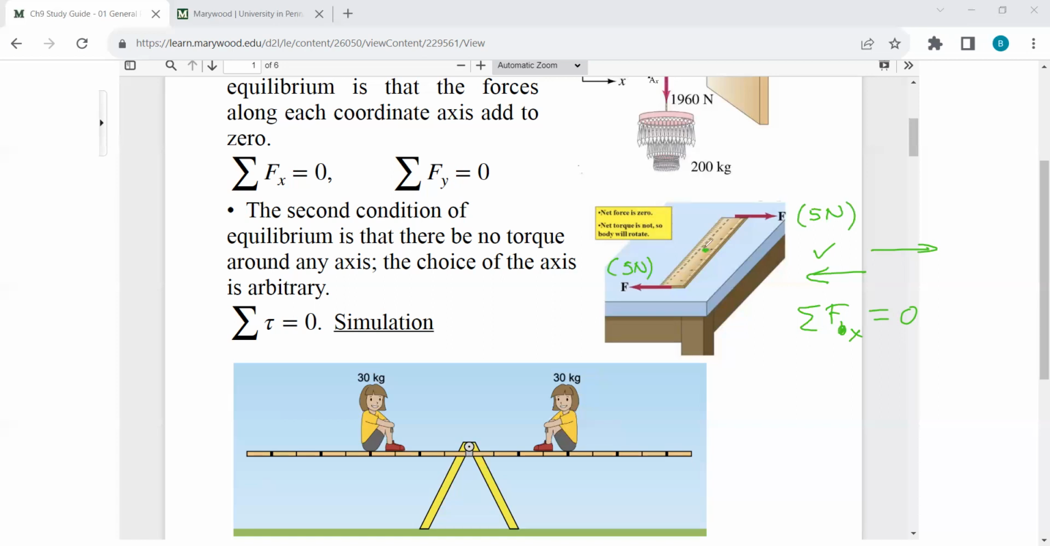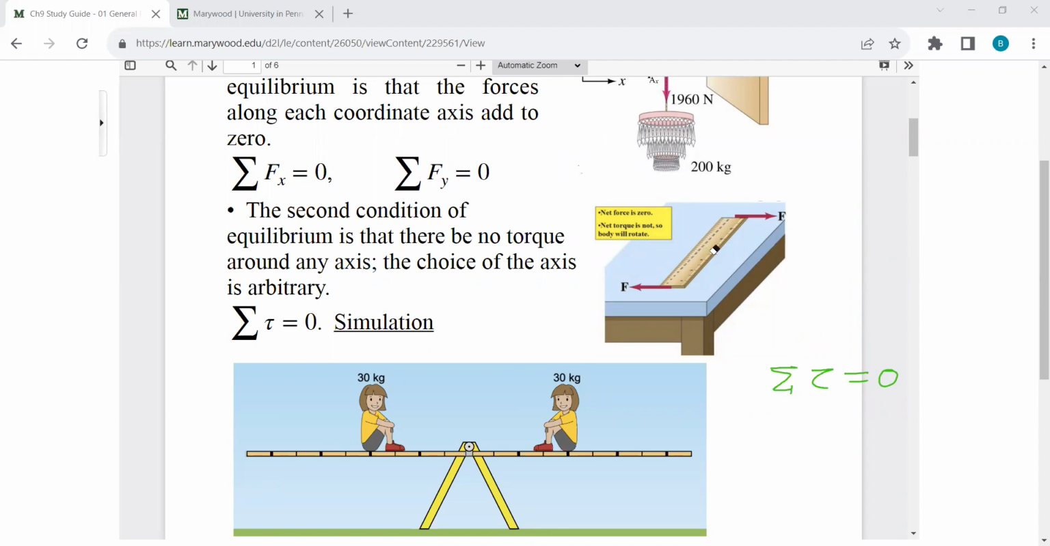So to avoid this rotation, we need another condition. Sometimes the net force is equal to 0, but the object can still rotate. So to avoid rotation and still have static equilibrium, we need another condition, and that condition is net torque equal to 0. Net torque equal to 0 means there is no rotation. If there is no rotation, then we can say that the object is in static equilibrium.